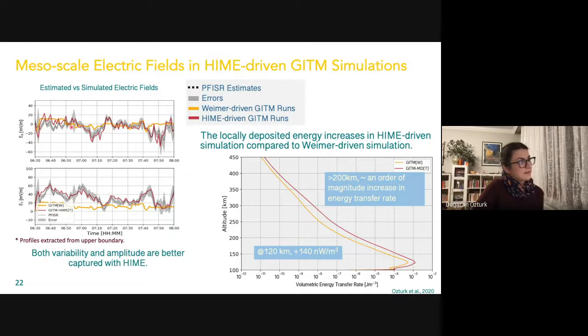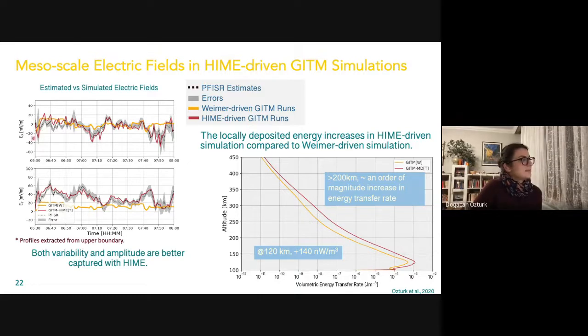The black dotted lines show the Pfizer estimates for that particular electric field that we were trying to incorporate. The gray shaded regions show us the errors. Yellow lines show the Weimer-driven GITM results for the electric field, and the red lines show the HAO-driven GITM results.